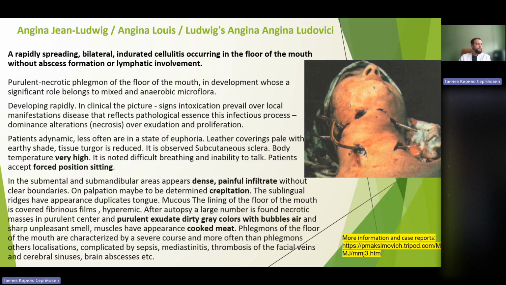The sublingual ridges have the appearance of a duplicate tongue, and the mucous lining of the floor of the mouth is covered in fibrinous films, hyperemic. After autopsy, a large number of necrotic masses are found in a purulent center, and purulent exudate of dirty gray color with bubble areas, and a sharp unpleasant smell. The muscles have the appearance of cooked meat. The same explanation is in the crock.